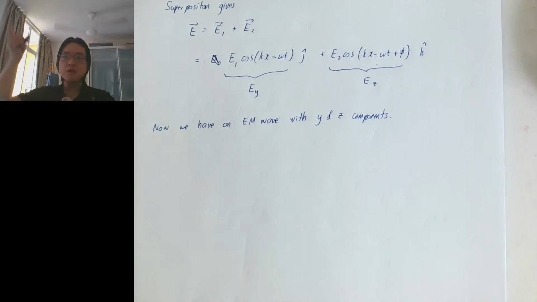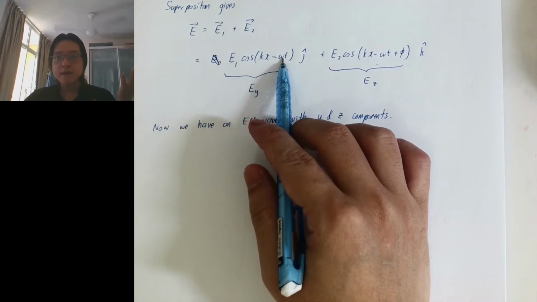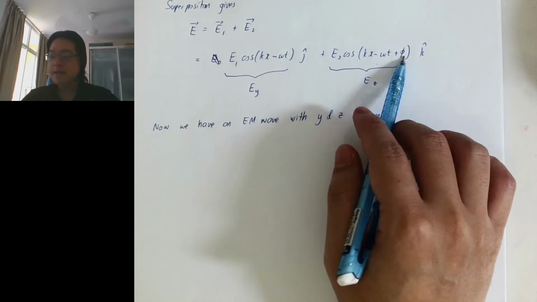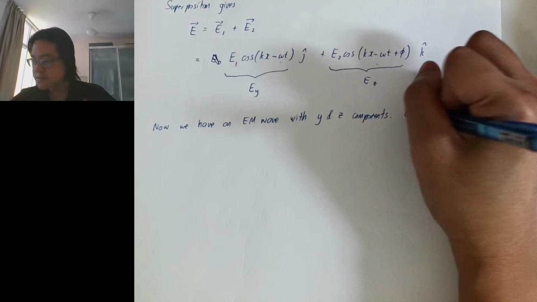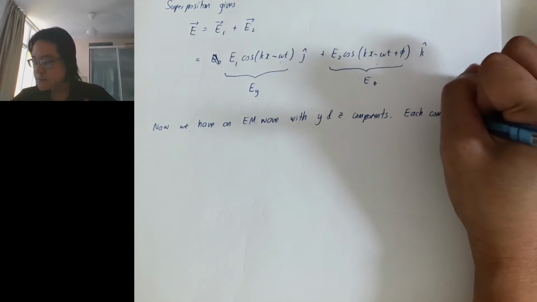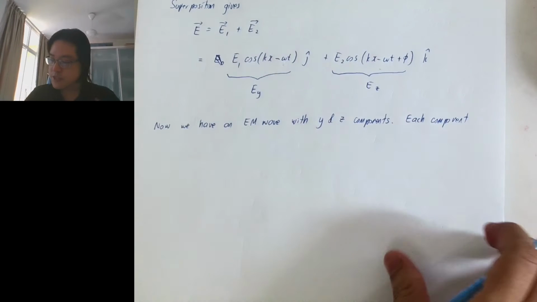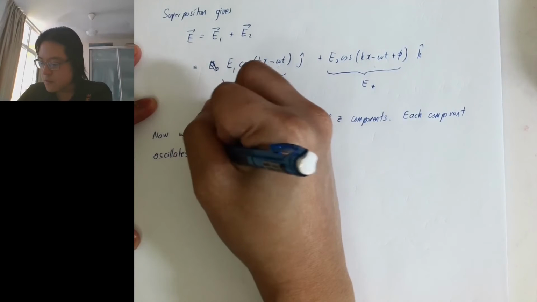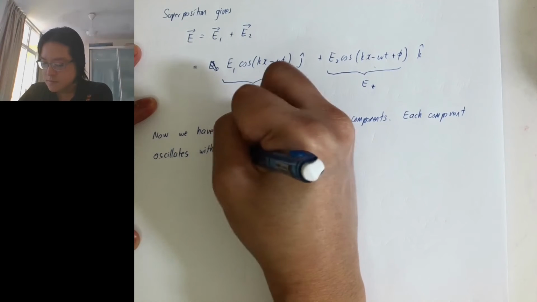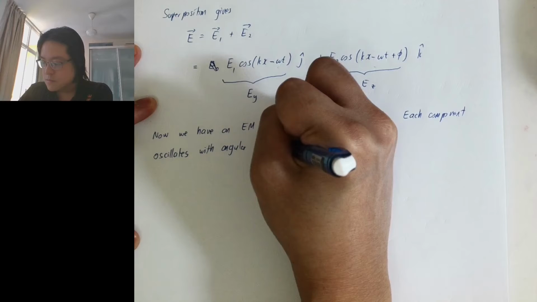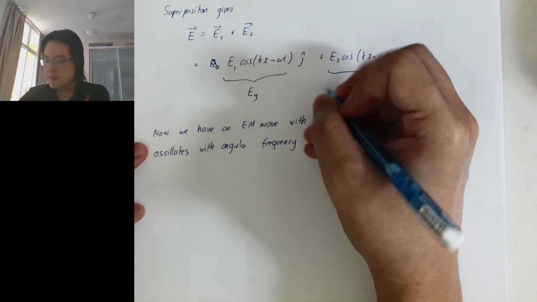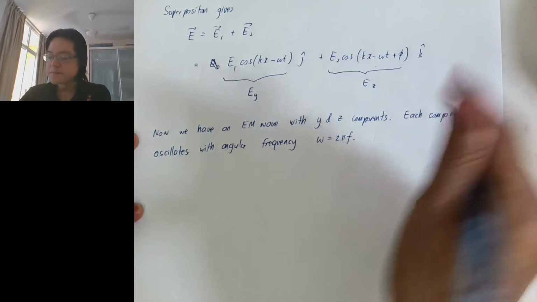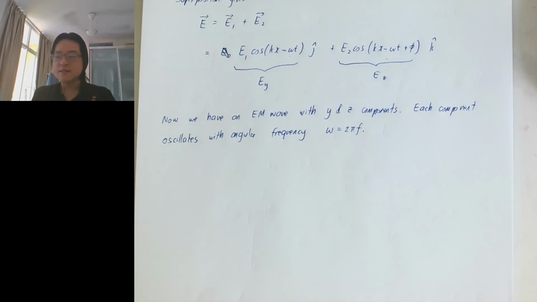So each component will oscillate with omega t. As time goes on, it will go up and go down because of the omega t. But there's a phase difference. So that is where the interesting part comes in. Each component oscillates with angular frequency omega, where omega is just 2 pi f.